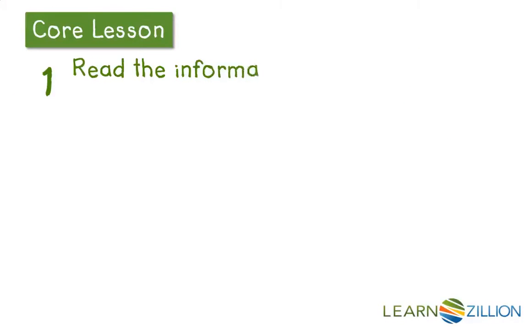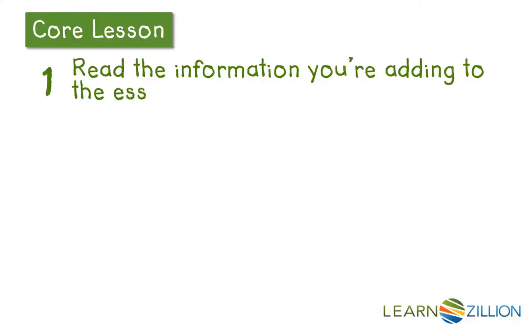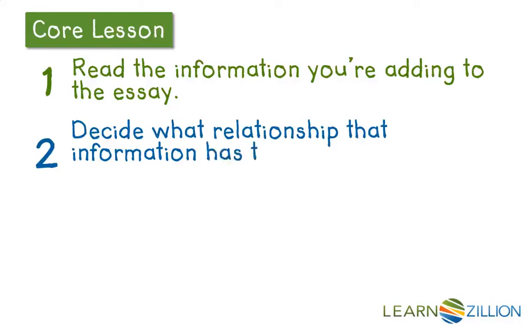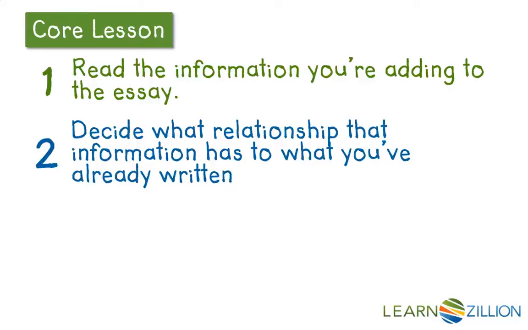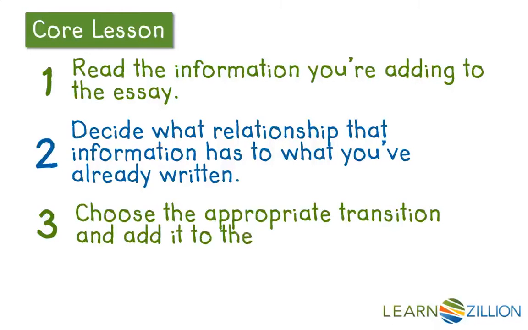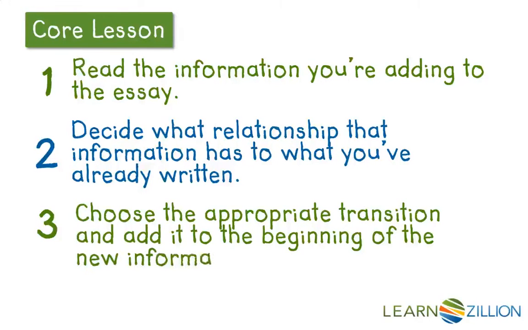So the way to use transitions is first you need to read the information that you're adding to the essay. After you've read it, you need to decide what relationship that information has to the information that you've already written. Based on whatever that relationship is, you're going to choose the appropriate transition. And you're going to add it to the beginning of the new information.